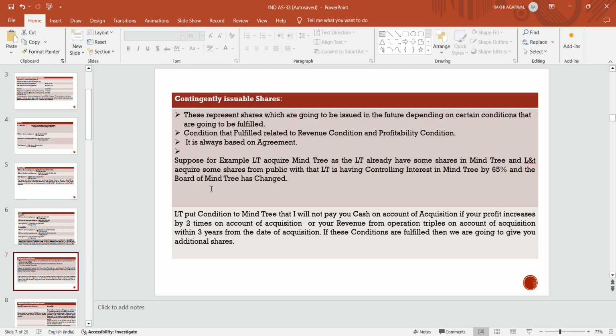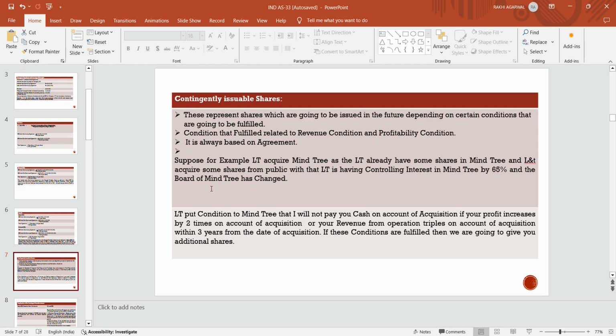If the conditions are fulfilled, then only there is an agreement between the acquirer and the acquiree that if the certain conditions are met, then only we will issue a contingently issuable share. So L&T put a condition to the Mindtree that I will not pay you cash on account of acquisition. I will pay you certain shares if the profitability increases by 2 times on account of acquisition. So if that condition is met, then Mindtree will get the shares of L&T.